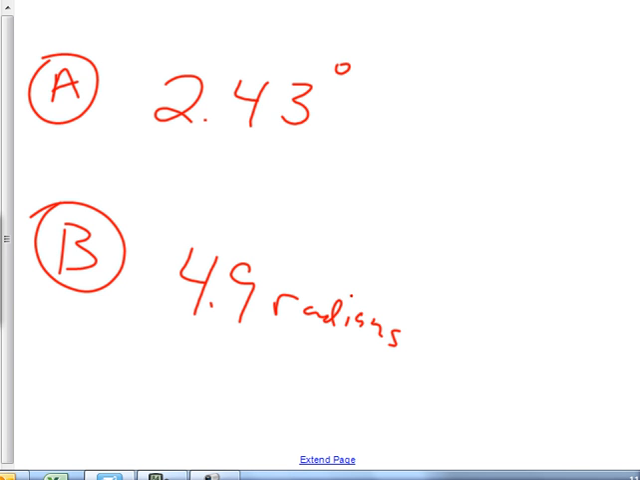Don't freak out that the first one is a very small number, because think about it, it's only 2 degrees. It's way less than 1 radian, right? Because a radian's about 60 degrees, so.